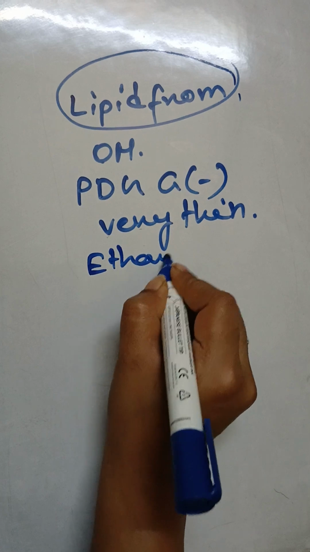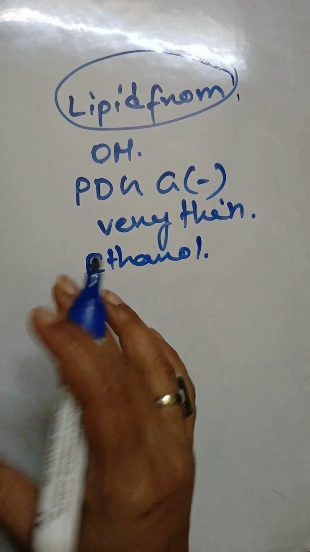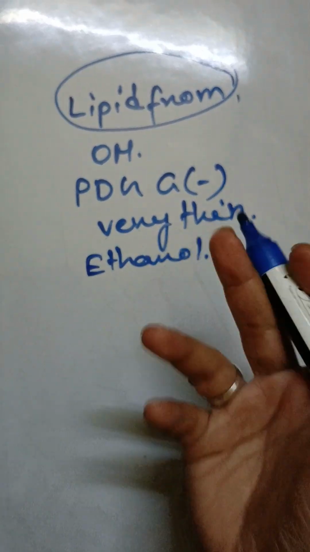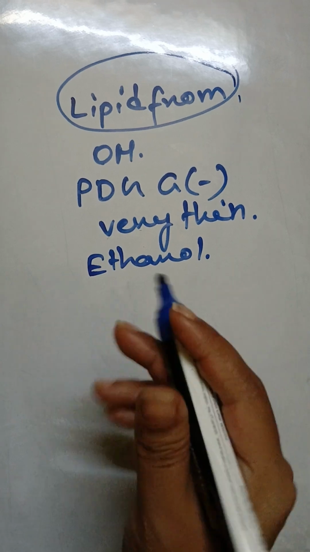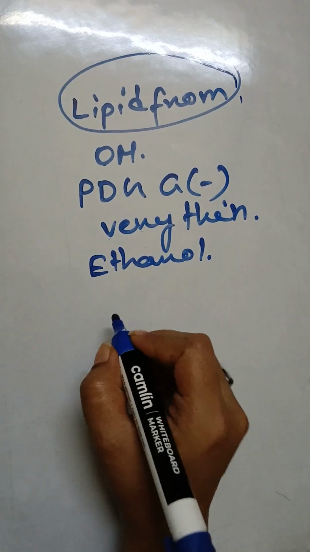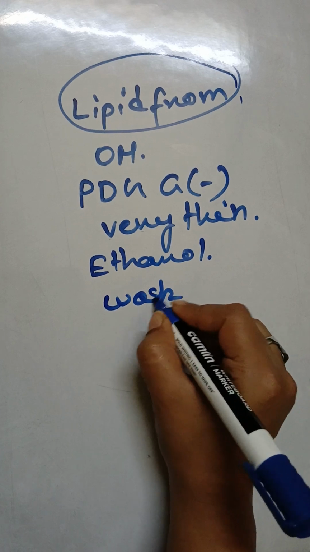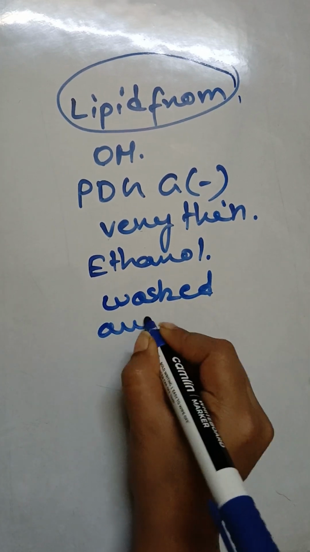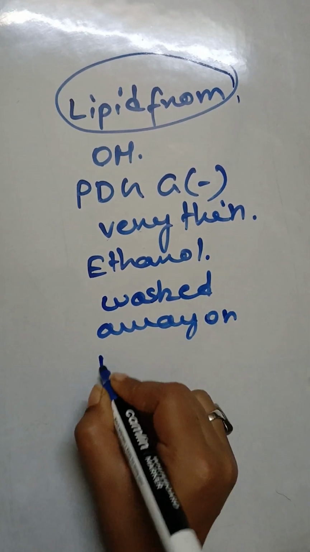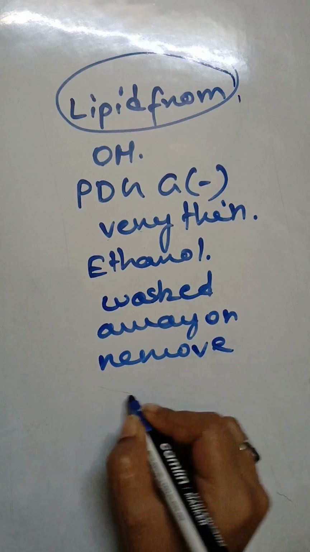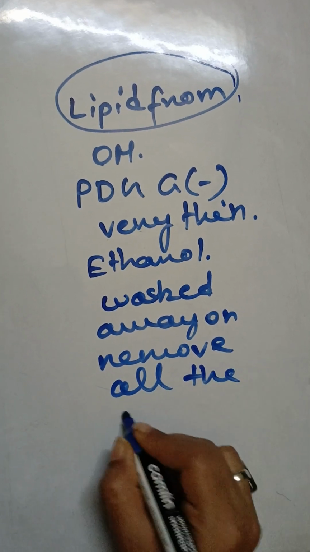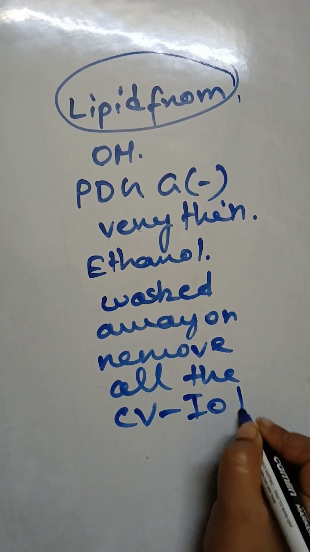ethanol will expand the PDG layer much more, and this will help to wash away or remove all the crystal violet iodine complex.